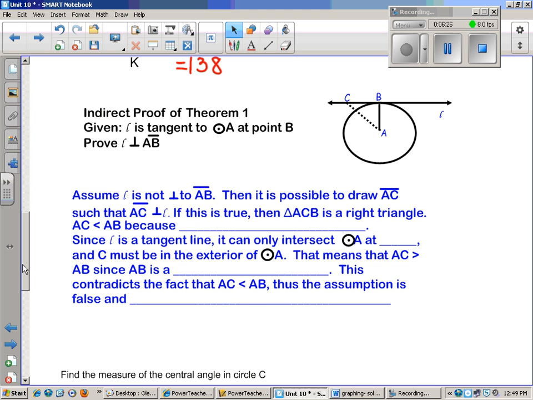So let's say for this one, for example, we were trying to prove that L is perpendicular to AB. So I first assume that L is not perpendicular to AB. If you look at this picture, we're assuming that this is not perpendicular. If it's not perpendicular, wouldn't there be a way to put C on this line so that it would be perpendicular? So we're going to say, if AB is not perpendicular, then we say CA is perpendicular.